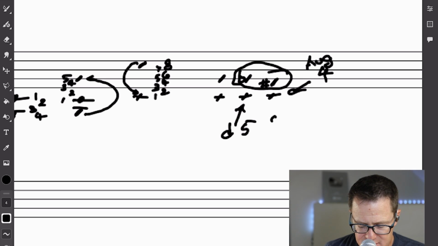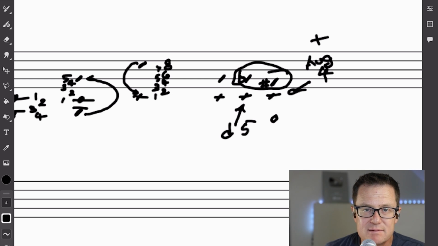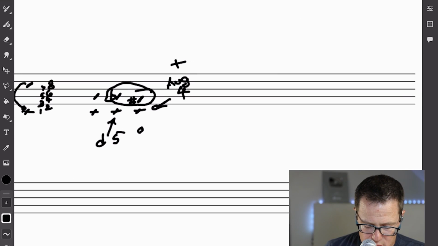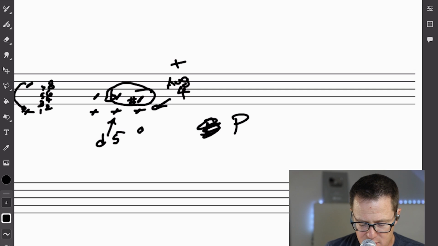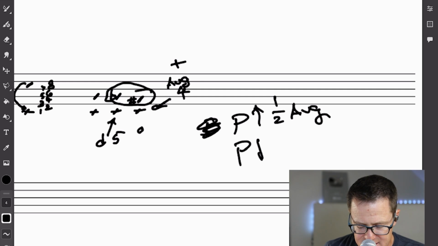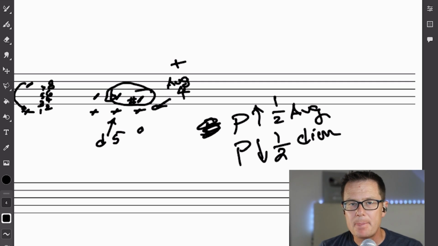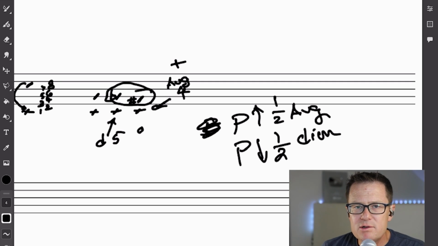Now the symbol for diminished is also just a little circle, like the degree sign, and then an augmented symbol is a plus. All right? So basically the perfect intervals, if you go up a half step, it becomes an augmented. If you go down a half step, it becomes diminished. All right? So now let's go to the major and minor intervals. They are just a little bit different.